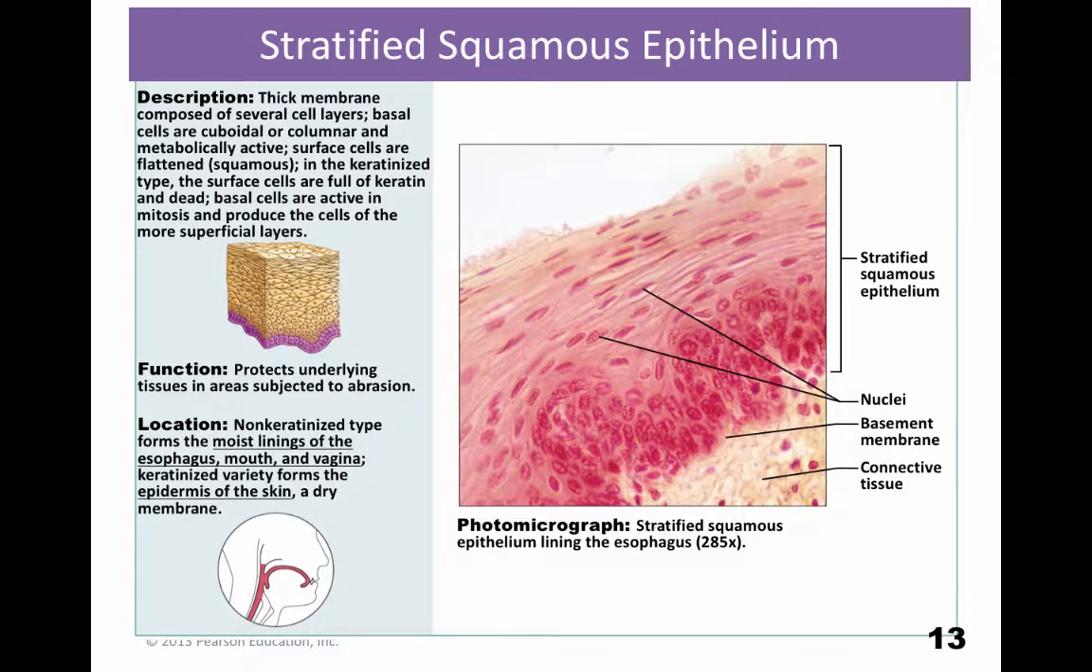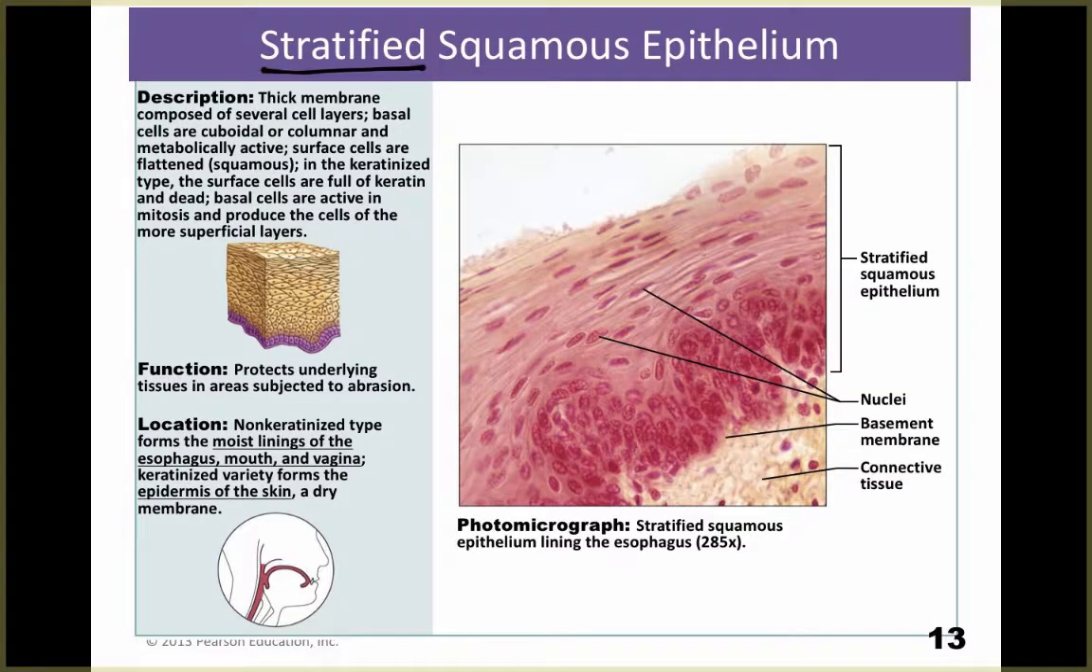Stratified squamous. Essentially, stratified is how many layers? More than one. And squamous is the flat kind of cells, right? So these, you're going to see multiple layers. And you can see we're going to look at the apical layer to figure out what the cells look like. So if you see those cells on the top there, they are flat, essentially squamous, right?